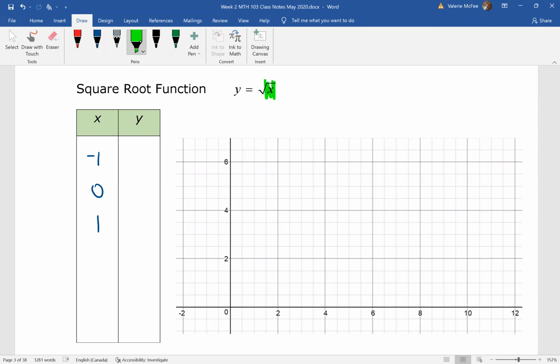Y equals the square root of x. That's our square root function. And we see if we let x equal -1, we're going to have no real solution. We can't use negative numbers inside our square root function. So we start with x equals 0. The square root of 0 is 0. The square root of 1 is 1. Pause your video, find 2 other points, and finish graphing this function.